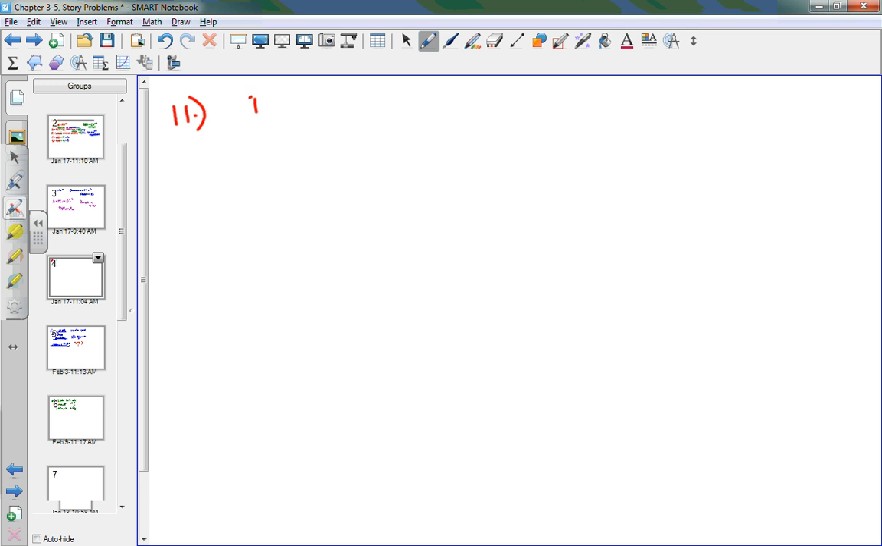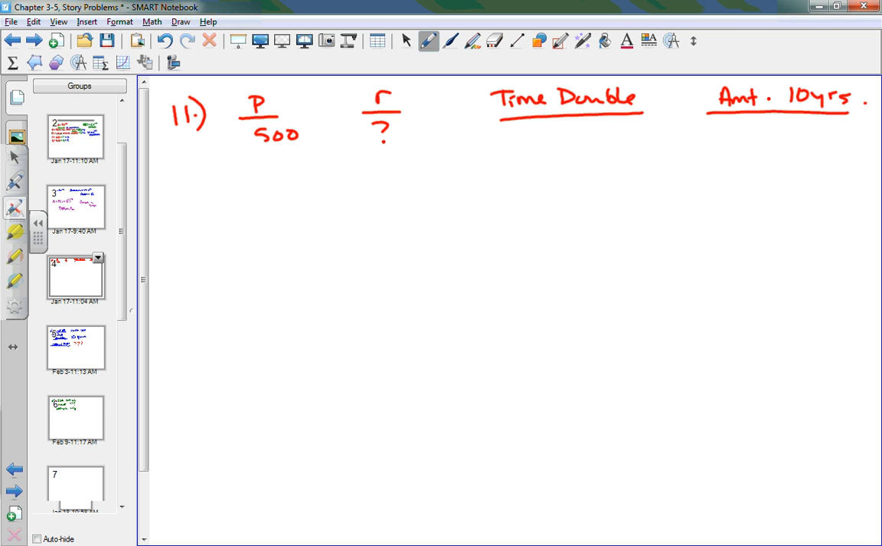The initial, which is your P, was going to be 500. I do not know my rate, and I do not know my time to double. Y'all need to zip it. And then the last one would be amount after 10 years. And that was 1292.85. Okay, in order to find all this out, what do you have to have?